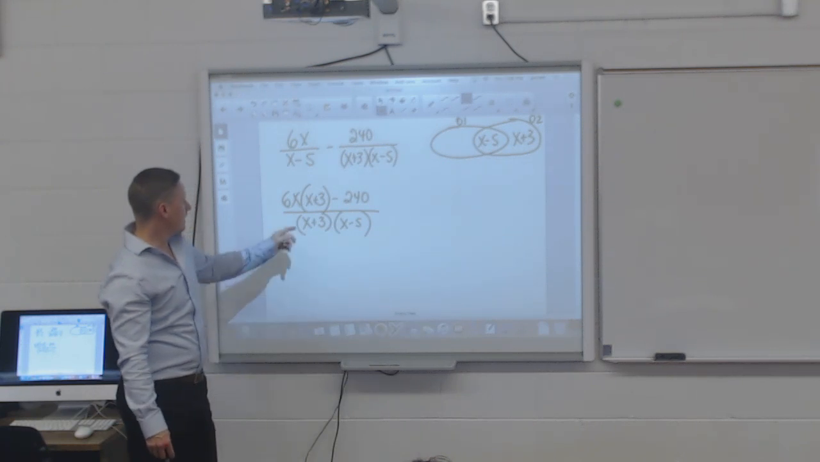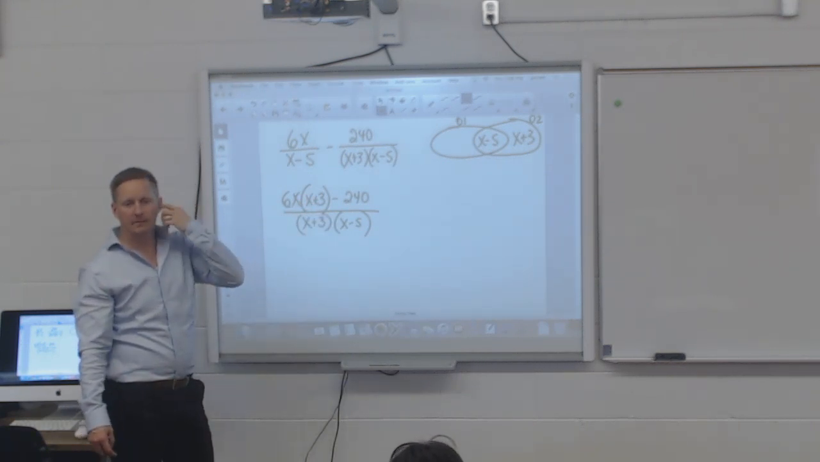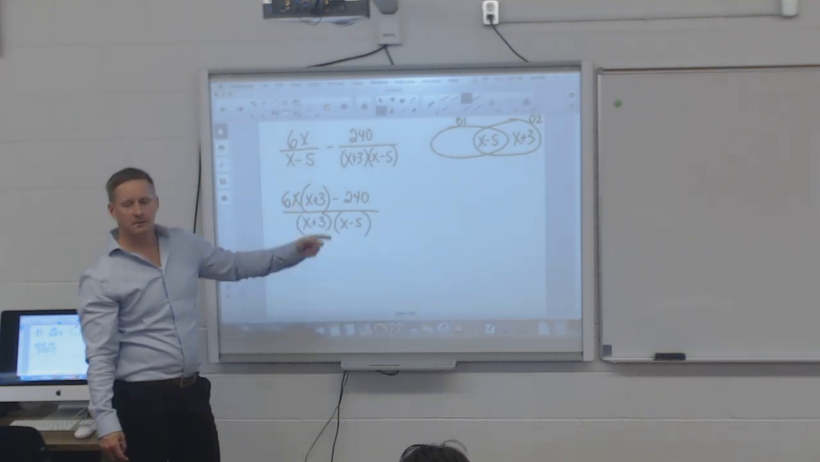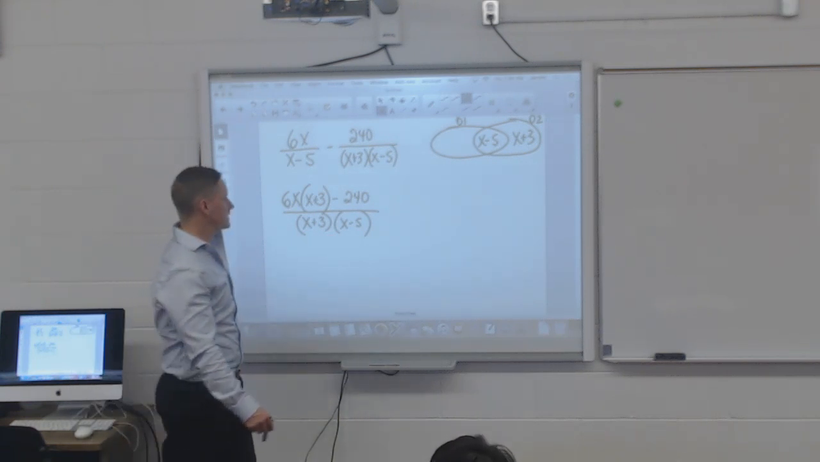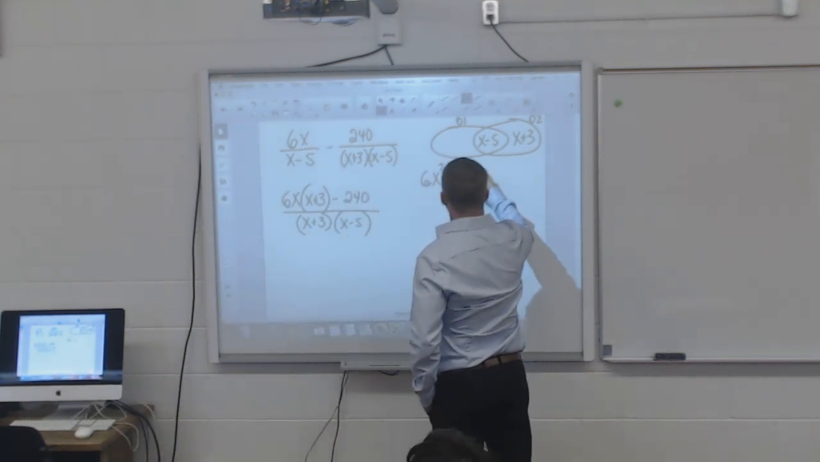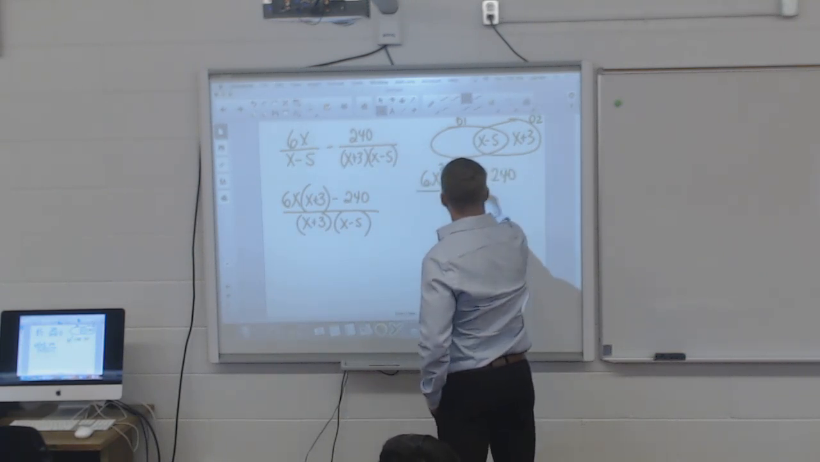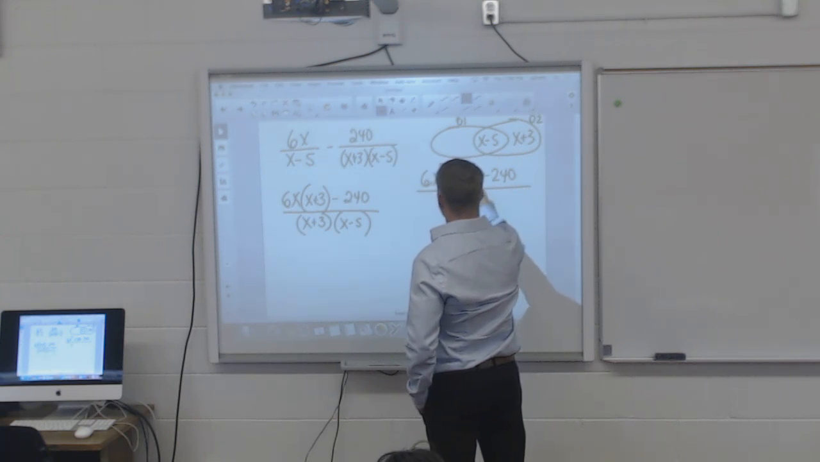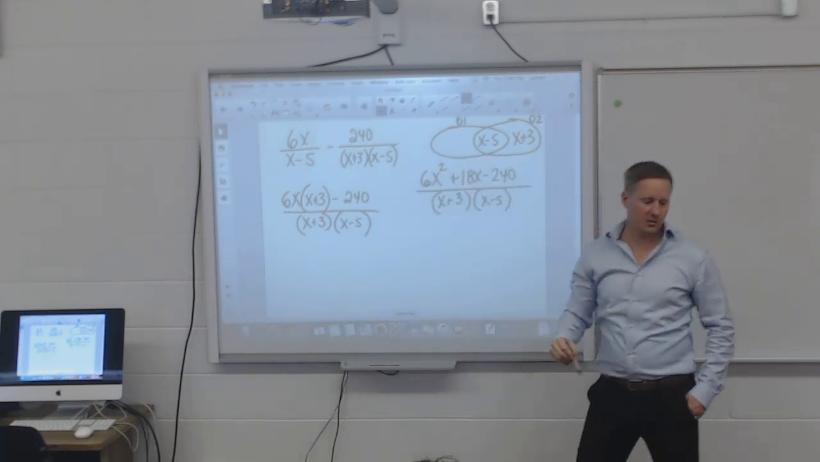Alright, good. Alright, so now what do I have to do next? I have to simplify the top part. So what do I have to do to simplify it? Times the 6x through that brackets, right? So what does that give me? 6x squared plus 18x minus 240, right? Over x plus 3, x minus 5. Okay. So far so good?